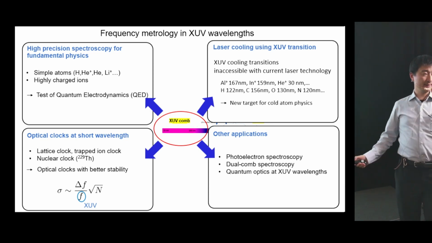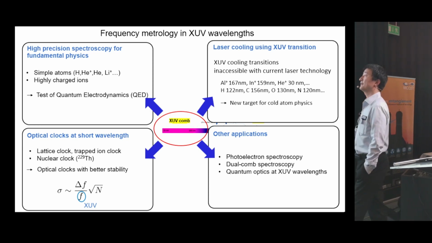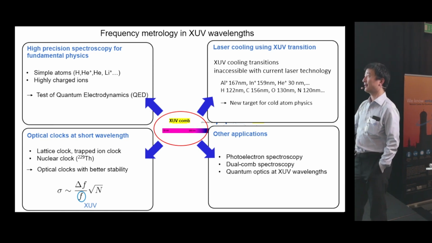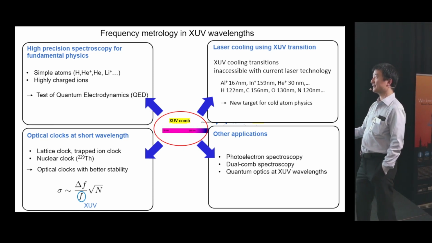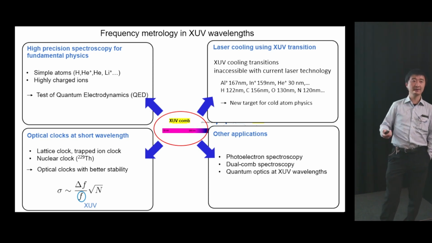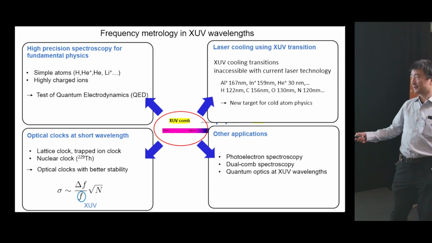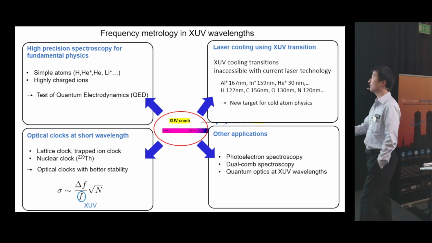Also, it's interesting to think about building optical clocks at short wavelengths. The stability of optical clocks or optical frequency standards is known to be inversely proportional to the frequency. So if you take shorter wavelength clock transitions, or high frequency clock transitions, we can expect to improve the clock stabilities.